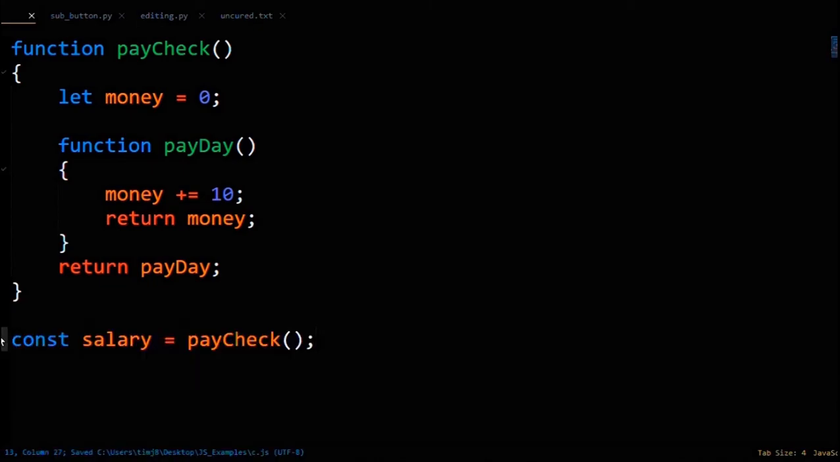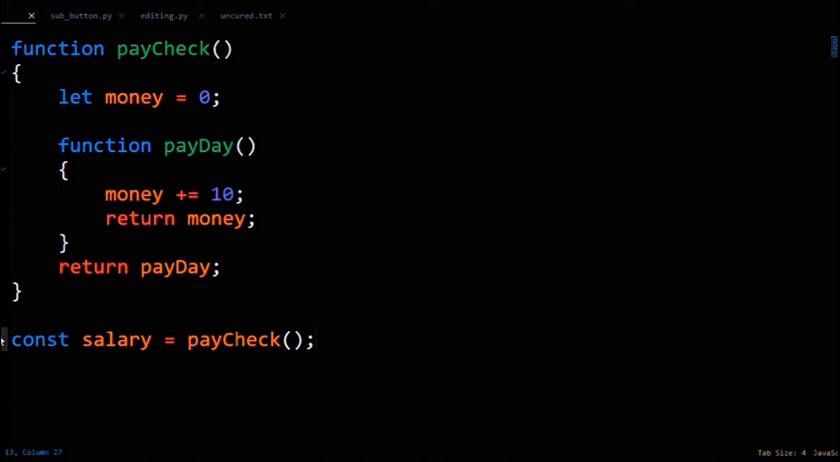This effectively gives you access to the key topic of this video, a closure. Salary holds both the inner function payday as well as the variables and function that payday has access to in the surrounding scope. So if you're calling salary, you're calling payday, which has access to money, sees that it's 0, and then increments it by 10.